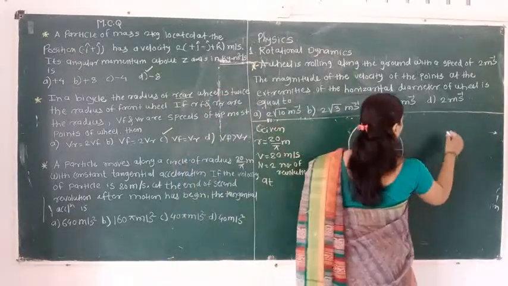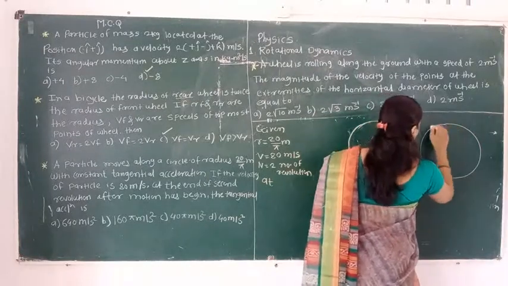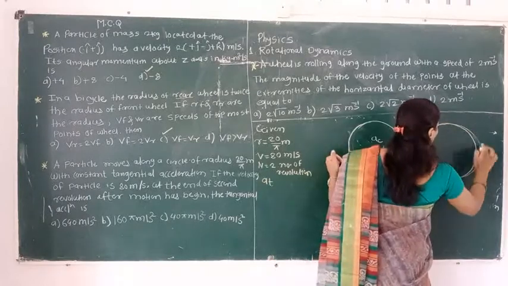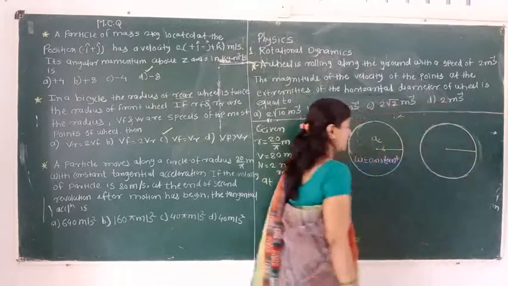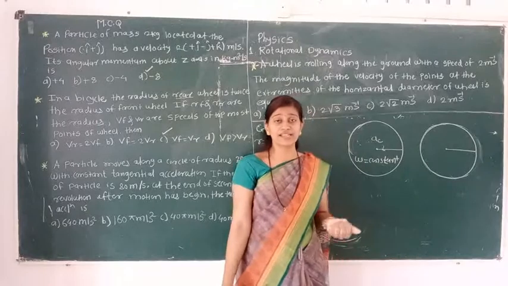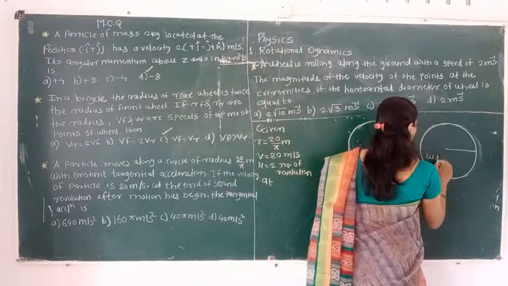If we are talking about non-UCM, what happens in non-UCM? The motion of a particle along the circumference of a circle of fixed radius with variable speed. In this case, the velocity is not constant.